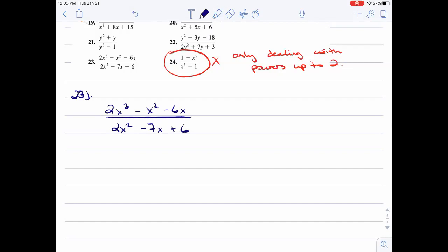first thing I'm going to do so I'm able to deal with this is pull out that common x. There's no other common factors, but I will pull out an x. And if you wanted to pull out a negative, that's fine. It's not actually going to change anything, so I'm going to leave it in. So then I get x times 2x squared minus x minus 6. Leaving the denominator as it is, 2x squared minus 7x plus 6.